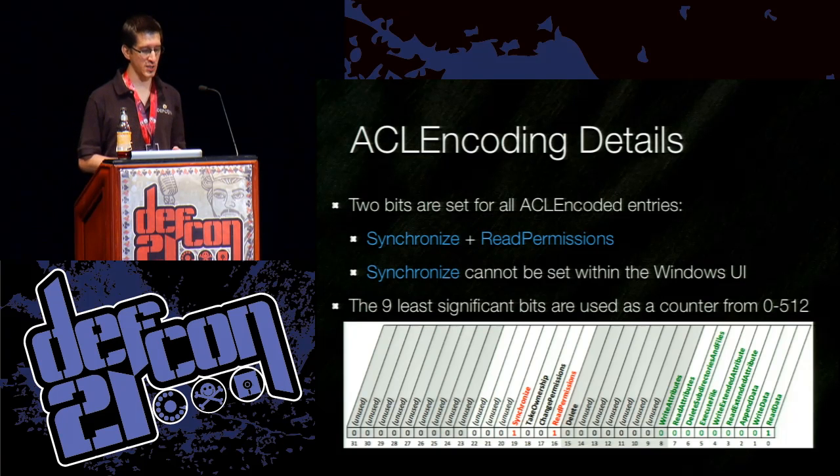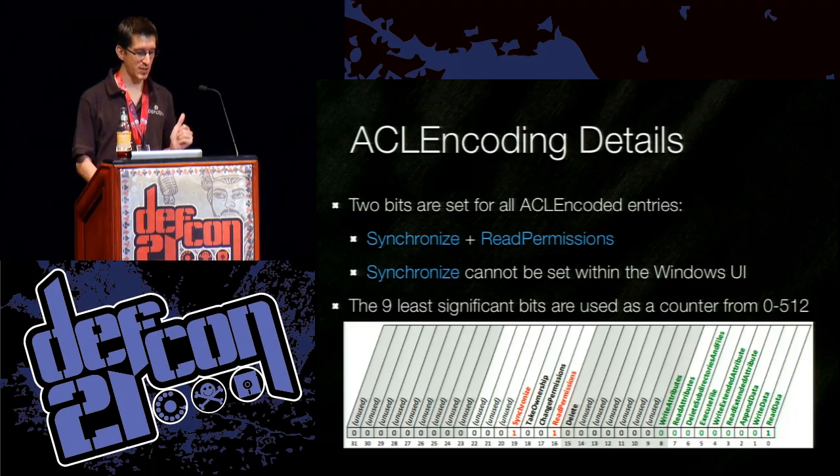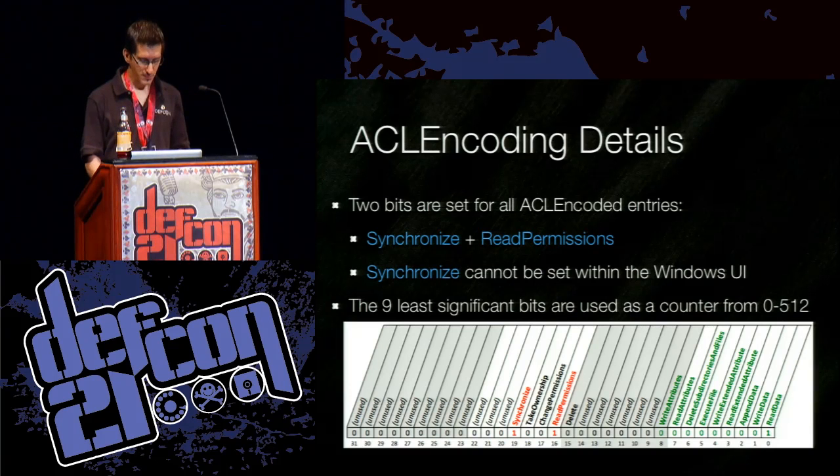The reason why I chose these is mainly because the synchronize bit cannot be set within the Windows UI. If you go to the security tab of a file within Windows and look through that long list of all the advanced permissions, you will not find synchronize there. It's a sort of hidden piece of Windows that's used for thread synchronization. It's used under the hood for parts of the Windows operating system, and it's not typically available to a user, although you can set it programmatically, which is what I've done. And those 2 bits are red in the diagram you see here.